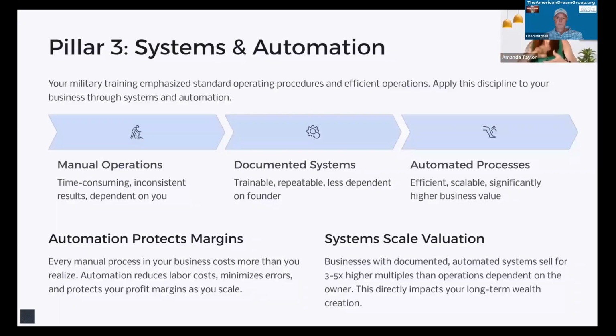So businesses with all of these documented processes, automated systems, they are going to sell for 3 to 5 times more than other businesses that are dependent on the owner. How could I go in and buy a business that is reliant on the owner when the owner is leaving? Why would I do that? Okay, this is going to directly impact your long-term wealth creation.